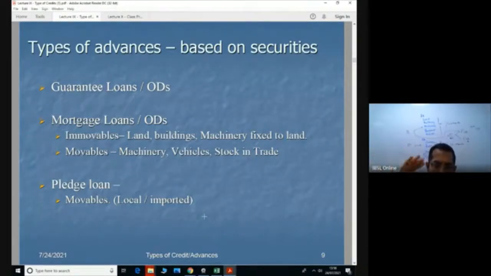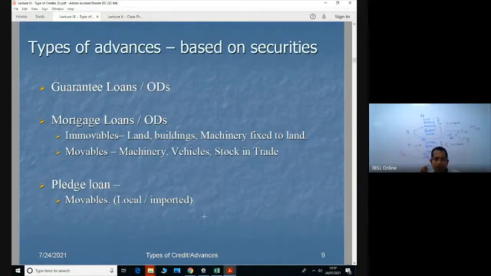Mortgage loans, that means it can be a security. There are two types of mortgages, immovable mortgages and movable mortgages. When the asset mortgaged to the bank as a security can't be moved easily, then it is an immovable property. Like land, buildings, machinery nut and bolted and fixed to the ground are immovable. If the machinery can be moved easily, then it is a movable security. Then it can be vehicles, it can be equipment, anything.